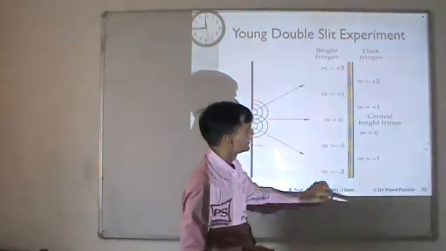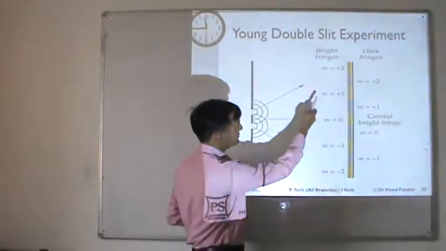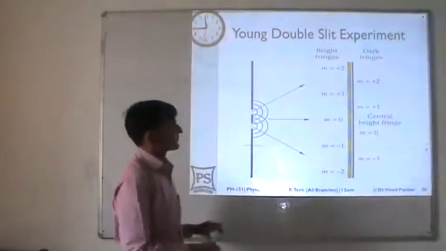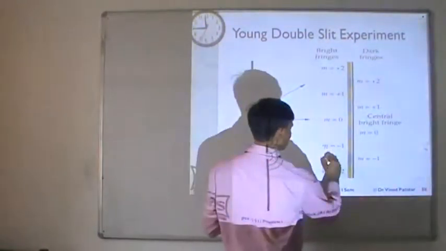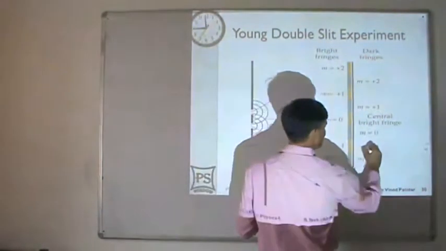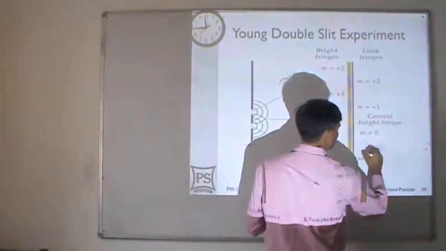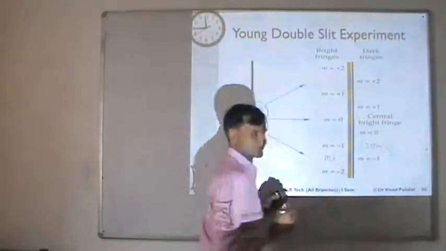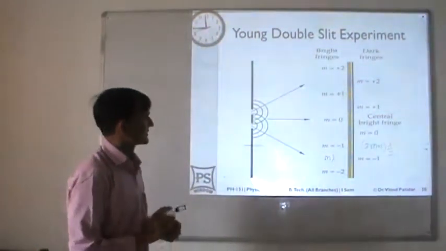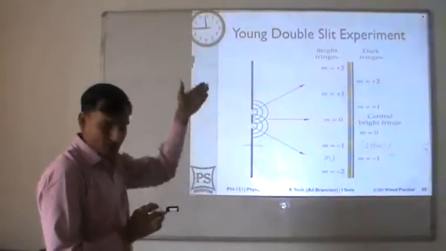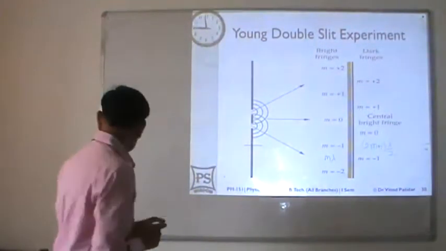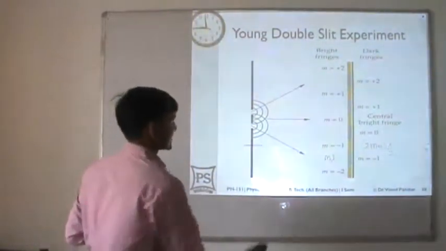Alternatively, you have different values, for m equals 0, 1, 2. So this is basically m lambda, and this is the case 2m plus 1 lambda by 2. Wherever these conditions are met, you find bright fringes and dark fringes. Okay.